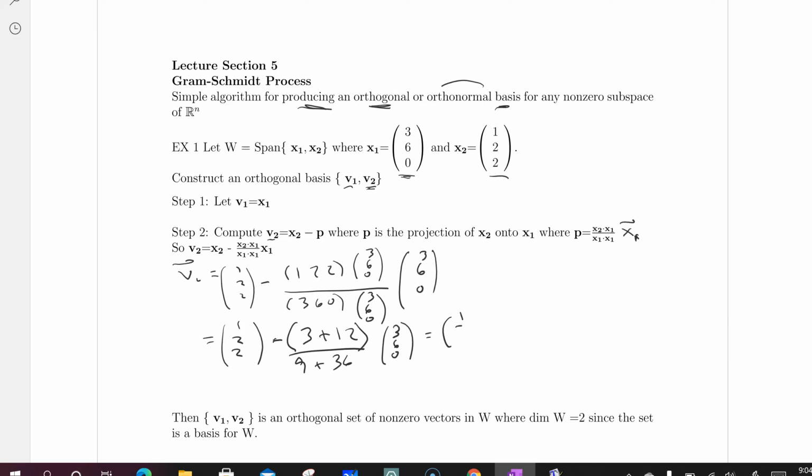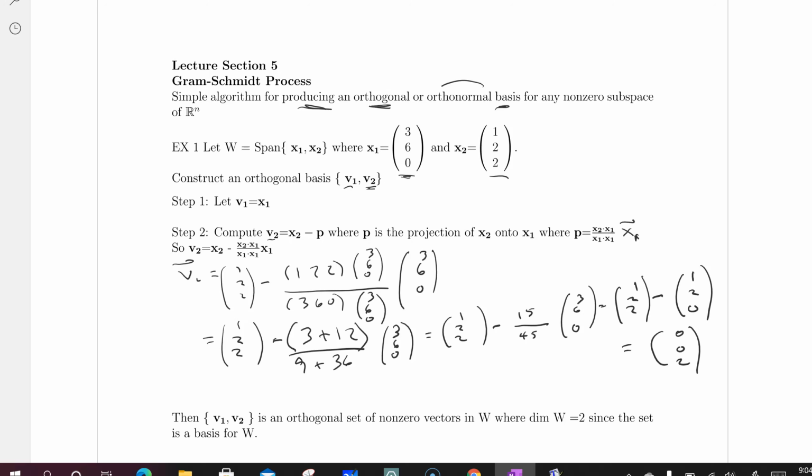So I get this 1, 2, 2 minus, so this gives me a 15 over 45 times 3, 6, 0. So that's 1, 2, 2. So this gives me a 1/3, right? So I'm going to multiply the 1/3 in. So I get a minus 1, 2, and 0. So this vector turns out to be 0, 0, 2.